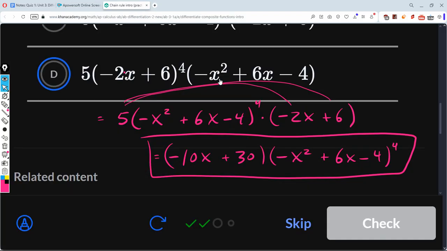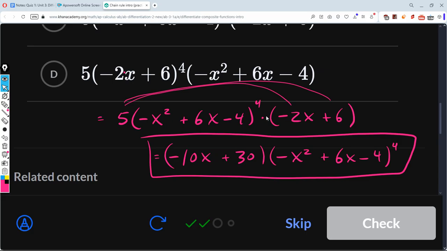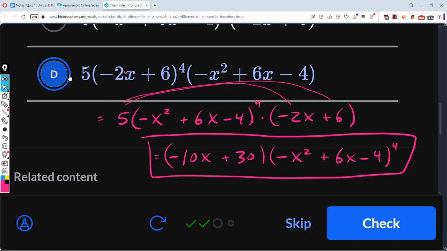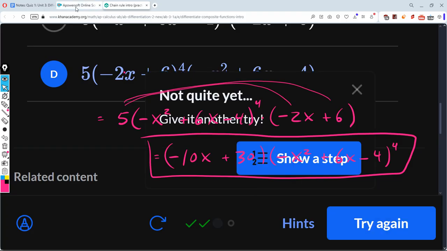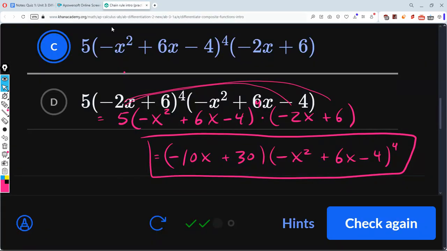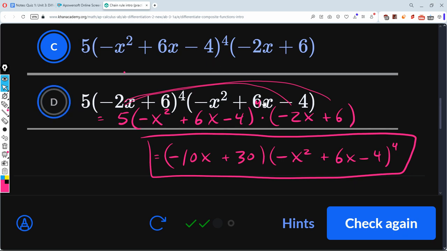All right, it looks like in their answer, they didn't even distribute it. So what I had at first matches answer D. Actually, it matches answer C. They mixed up the exponents. What I had matches C.